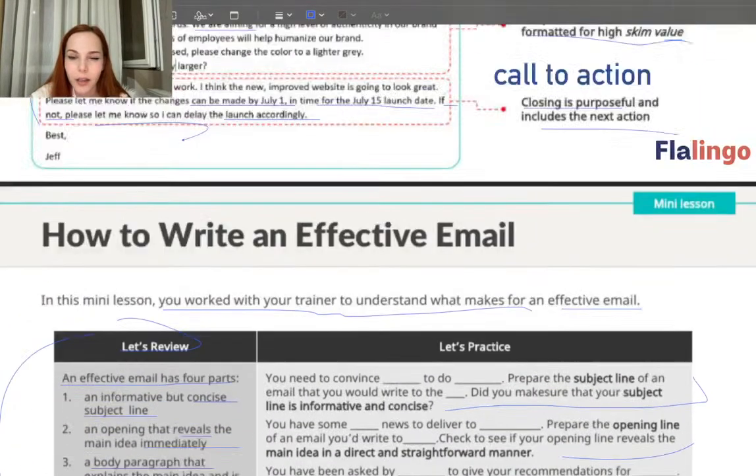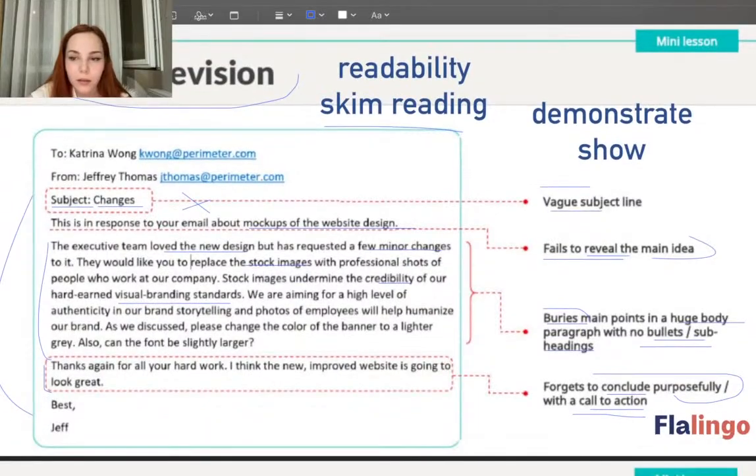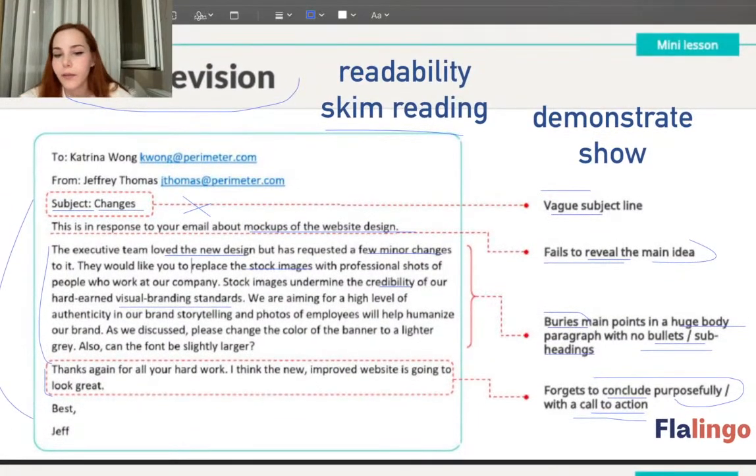Let's take a look at this email again. If you have any questions, don't hesitate to ask. I'm just taking a look at the chat. Yeah, everything seems great.